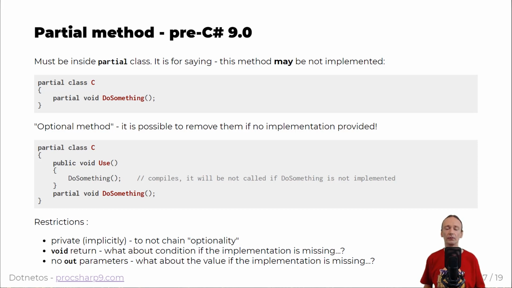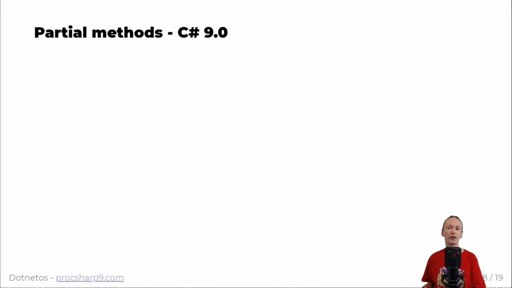So as you see, before C#9 there was a partial method feature, but it is pretty limited and can be treated as a kind of saying, okay, this is an optional behavior, this is an optional code that may be not implemented, and then it will not be called at all. So for me it is something for logging or any other optional code that is not crucial for our application.